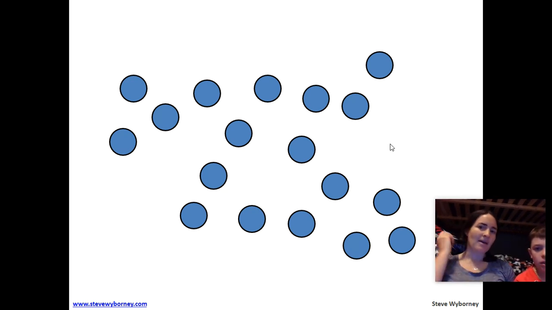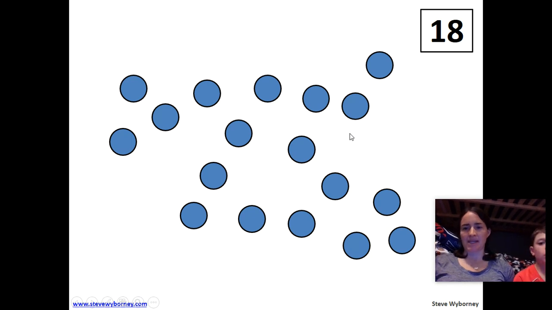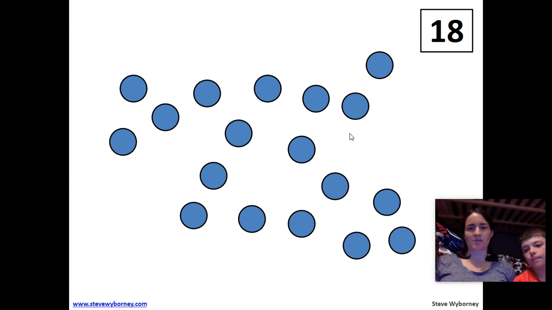Okay. For me, I see groups of 4 sticking out. So I see these 4 here, 4, 8. I think it's 19. 4, 8, 12. And then I see 2 groups of 3, 15, 18. I think you were right the first time. I think there are 18. So however you saw it, let's see how many there are. 18 is correct.